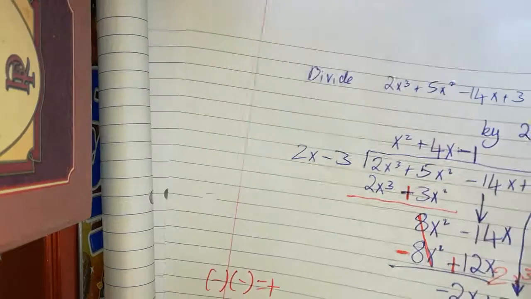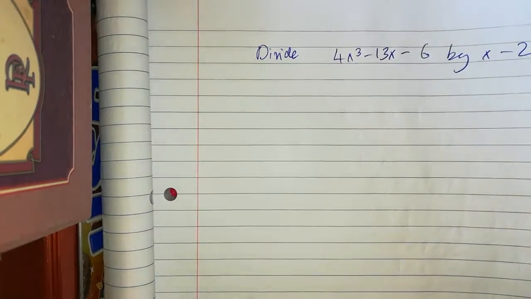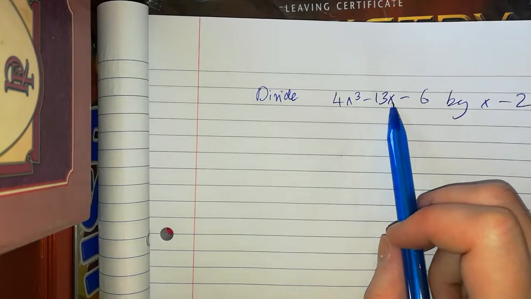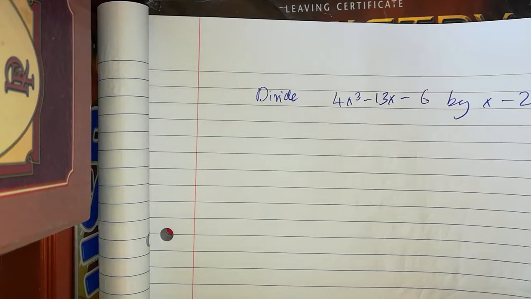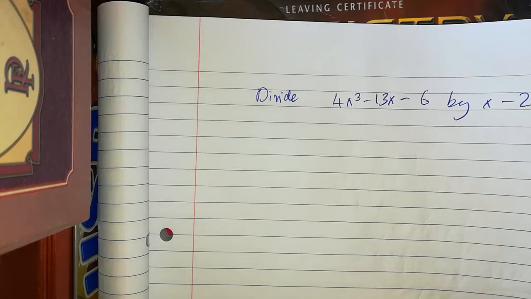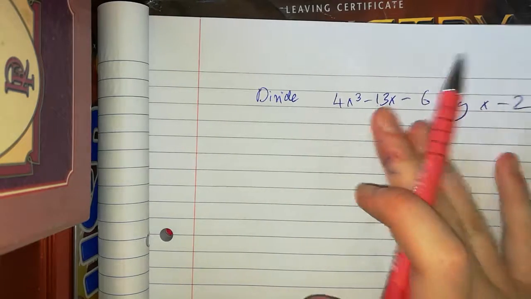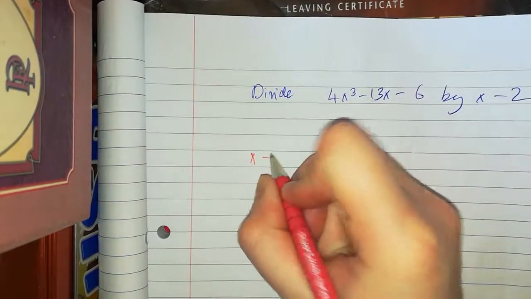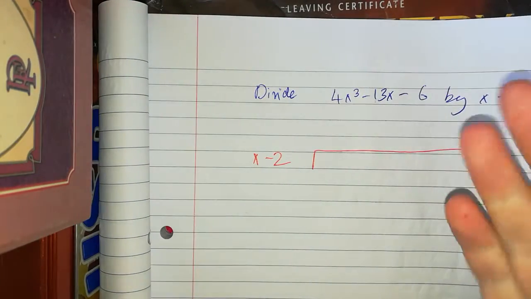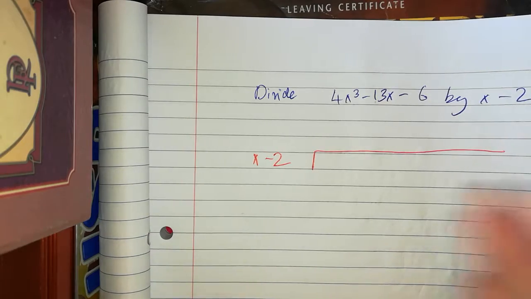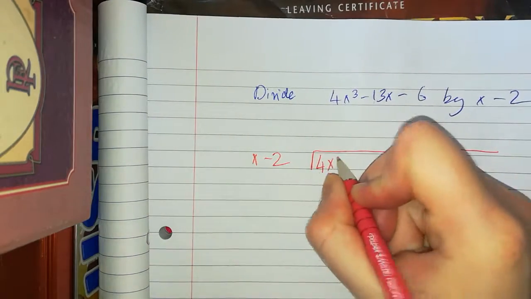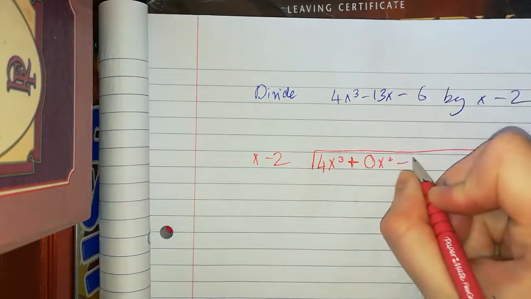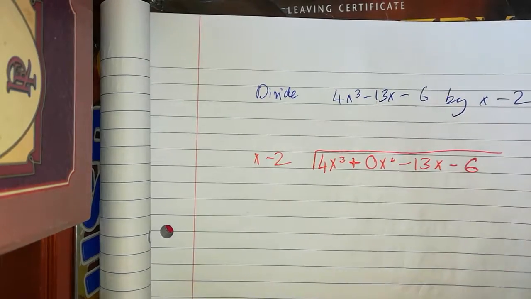So I also wanted to show you one. Say if we have something like 4x cubed minus 13x. So we don't have an x squared in this one. So what I would do is I would actually write in 0x squared. So we just kind of keep everything, it's just a bit easier. So say if we have x minus 2 divided by this. Say if it jumps from an x cubed to an x, I would put in 0x squared, because otherwise we might make a mistake when we're doing it out. So 0x squared minus 13x minus 6.